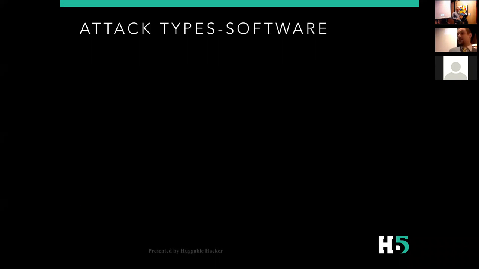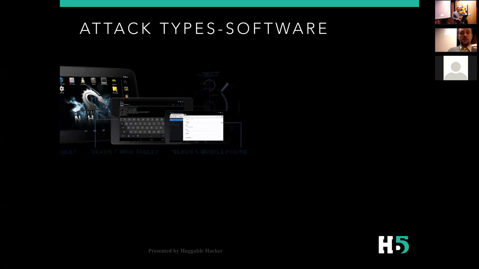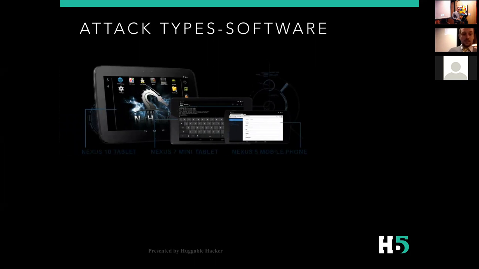And then software type attacks. Software that's used for HID attacks. Anyone familiar with Kali Linux? Kali Linux makes a version that you can put on a Nexus tablet 10, Nexus mini tablet, and Nexus mobile phone. Am I saying Nessus or Nexus? You're saying Nessus. There's such a thing as a Nessus tablet. Please forgive me. My semantics are off. Nexus tablet. Both tablets, mini and normal size, 10 and 7. It's so confusing, that whole landscape. I'm sorry. I like the soft X there.